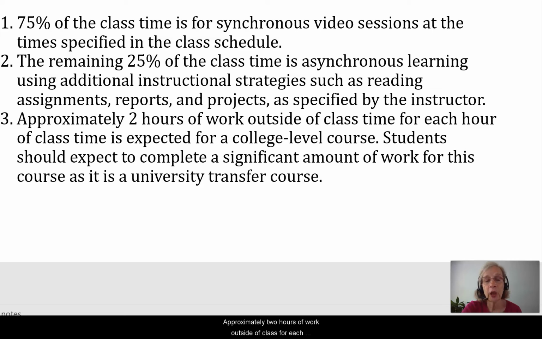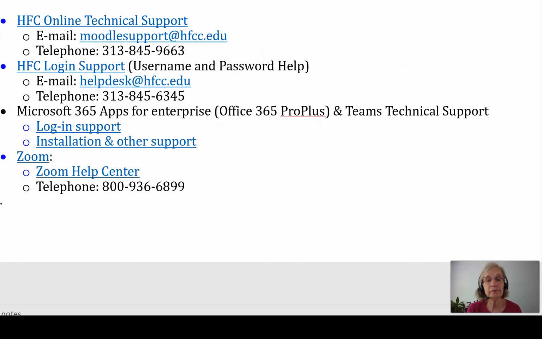Approximately 2 hours of work outside of class for each hour of class time is expected for college level courses. This is a college level course. It's a university transfer course. So we need to be doing the same kind of work and the same amount of work as our university partners. For technical support, there are many areas of technical support. So I'm just pointing this out. All of these links are on the syllabus.